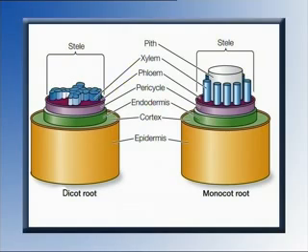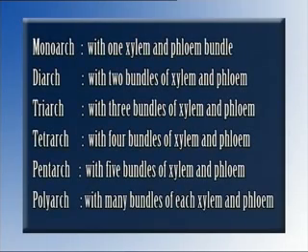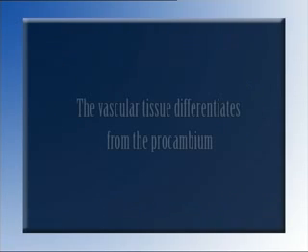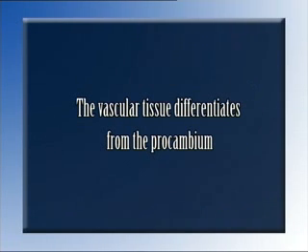Depending upon the number of xylem bundles, roots are called monarch with 1 xylem and phloem bundle, diarch with 2 bundles, triarch with 3 bundles, tetrarch with 4 bundles, pentarch with 5 bundles, or polyarch with many bundles of each xylem and phloem. The vascular tissue differentiates from the procambium. The first elements of xylem are the most peripheral, and the subsequent differentiation proceeds towards the center of the root. That is, new vessels are added towards the center.